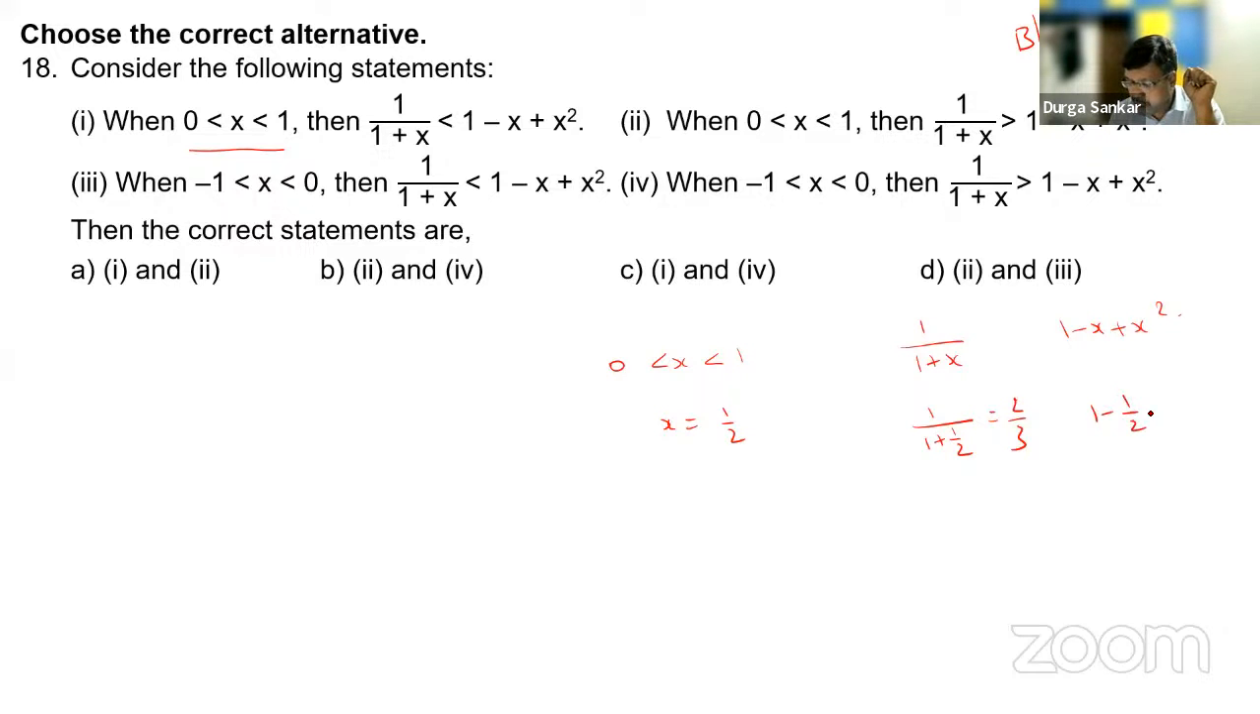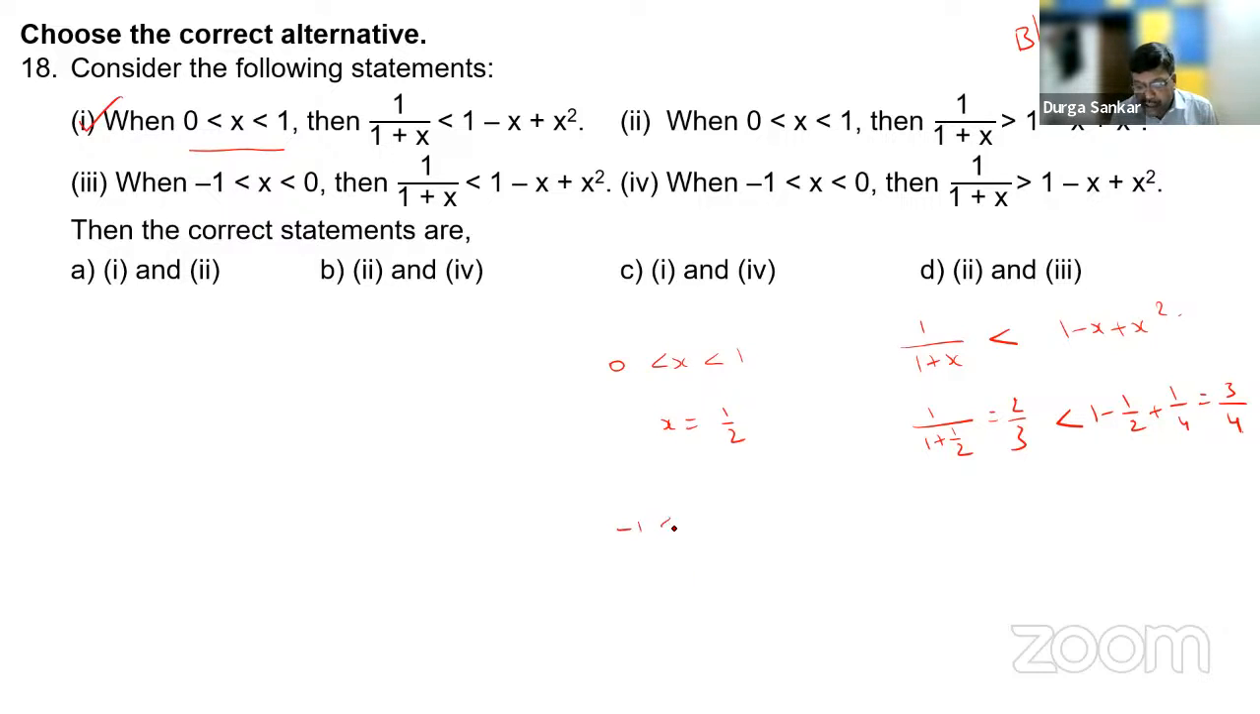1 minus 1 by 2 plus 1 by 2 square, which is 1 by 4. That is 3 by 4. Now 2 by 3 is 0.66, and 3 by 4 is 0.75. So 2 by 3 is less than 3 by 4, or 1 by 1 plus x is less than 1 minus x plus x square. So statement 1 is true.